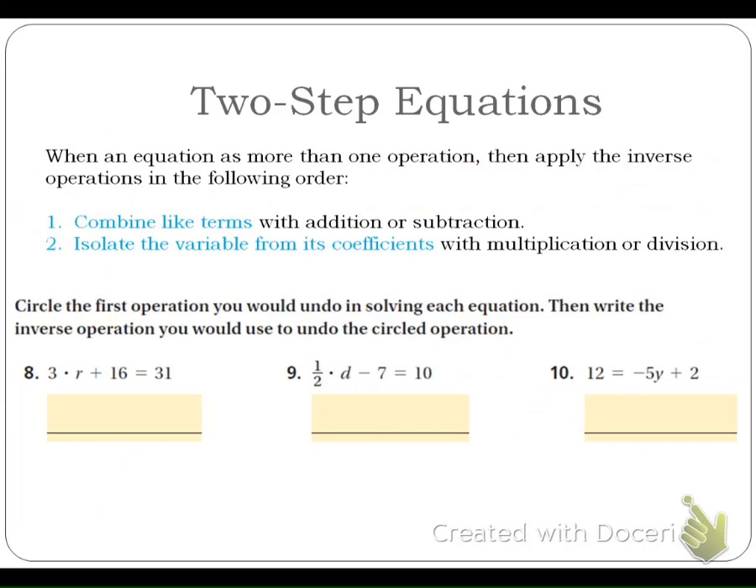So when you have an equation that has more than one operation, then you have to apply the inverse operations in the following order. First, you must combine any like terms with addition and subtraction, and then you can isolate the variable from its coefficients with multiplication or division. So let's check to make sure you understand that. Circle the first operation you would undo to solve each one of these equations. Then write the inverse operation you would use to undo the circled operation.